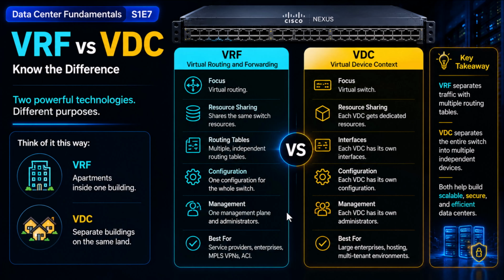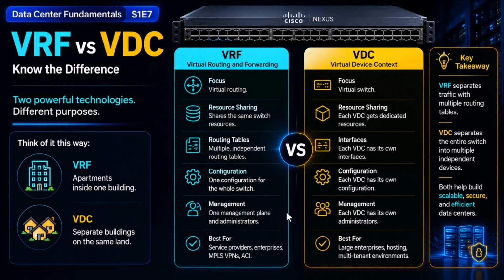Here's a simple analogy. Think of VRFs as apartments inside one building. Each apartment is separated and private, but all apartments are still part of the same building. VDCs are more like separate buildings located on the same piece of land. They share the underlying physical location, but each building operates independently.